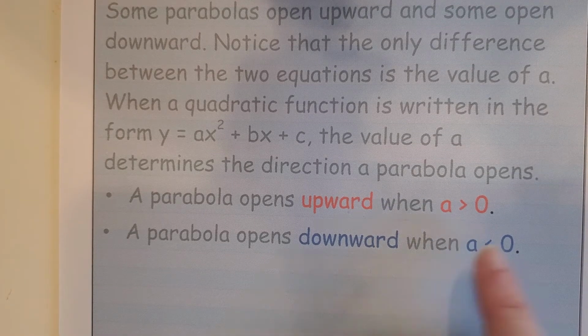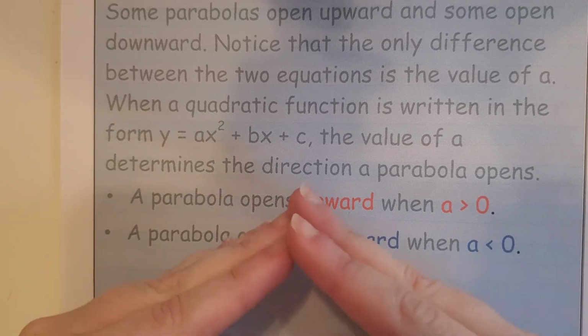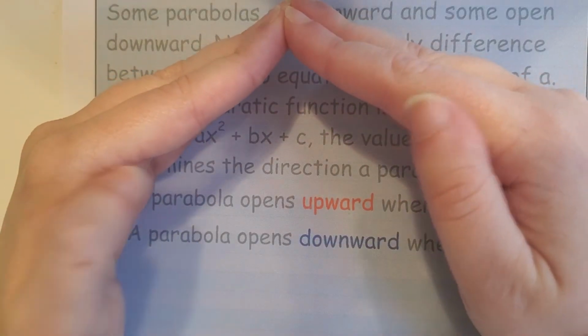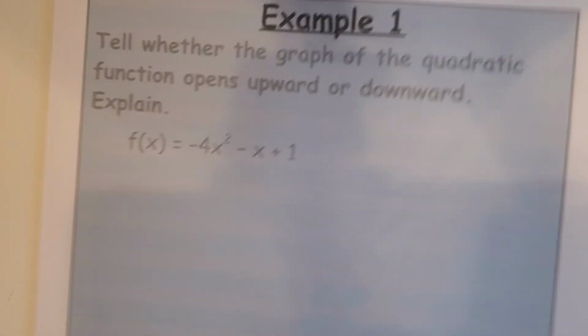If a is positive, your parabola is going to open up. And if your a value is negative, then your parabola is going to open down. All right, the only thing that you would have to worry about is making sure that your quadratic function is written in standard form first.